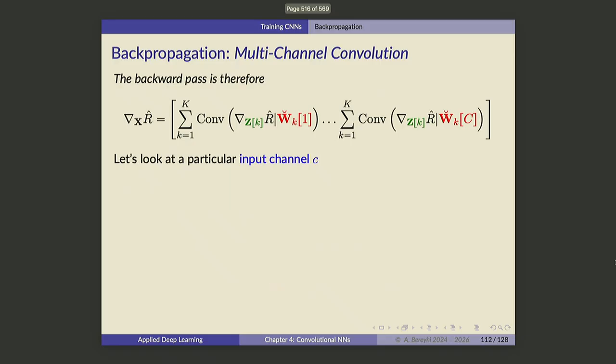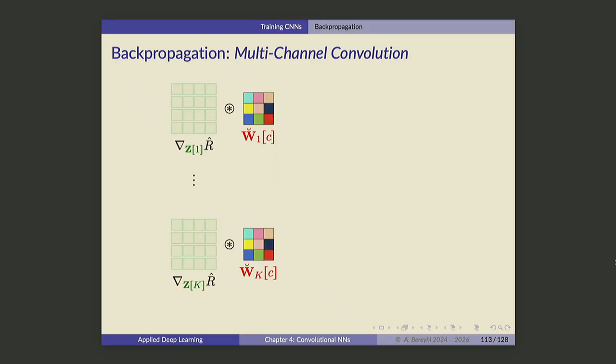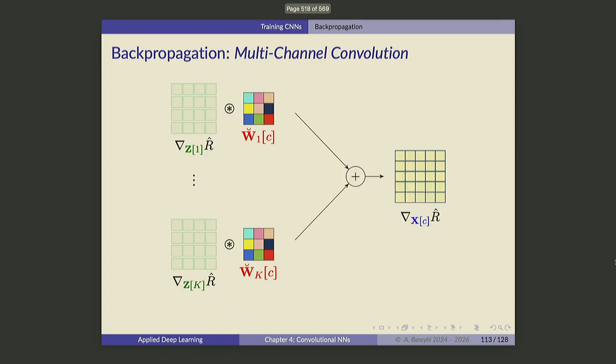Now, if you look at this one, you can define this sort of filter. You can say that if I focus on one particular channel at the input, then I get the corresponding channels at all the channels at the output. The corresponding channel in the filter, I convolve every pair and then I add them up. And this is essentially again a tensor-like convolution, right?